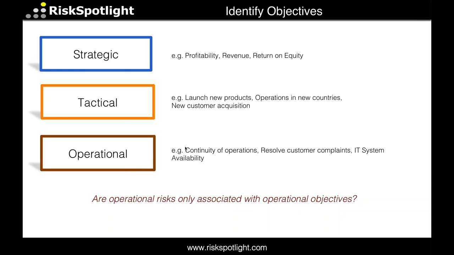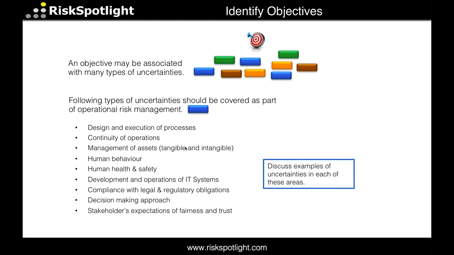You're correct, it's not necessarily associated with operational objectives, because people, process, and systems uncertainties can also impact strategic objectives and tactical objectives. So these are the elements we want to look at. In the diagram on the top, we have an objective, and around that objective we have different types of uncertainties. Those uncertainties could fall into credit risk, market risk, strategic risk, and some of those will be operational risks.